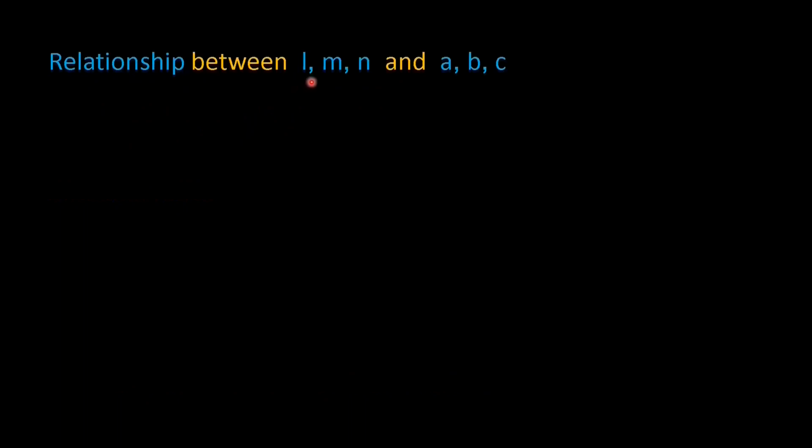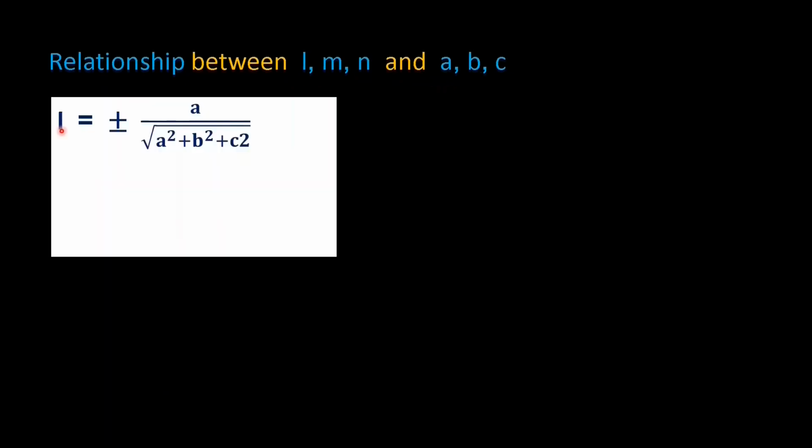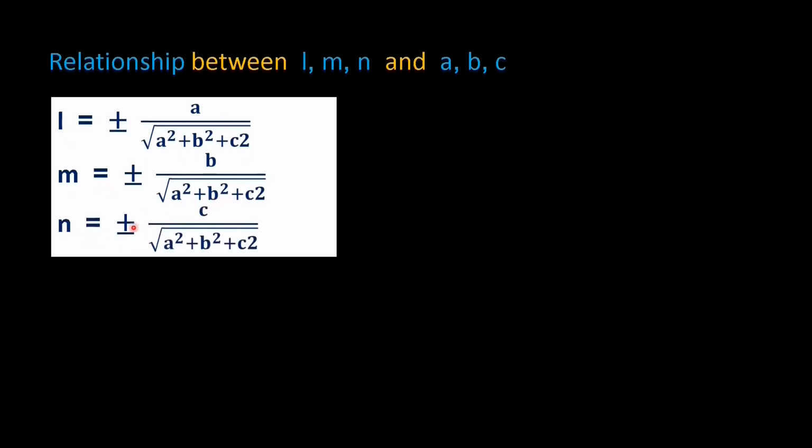There is a definite relationship between the direction cosines l, m, n and the direction ratios a, b, c of a line, and these relationships are l equals plus minus a by square root of a squared plus b squared plus c squared, m equals plus minus b by square root of a squared plus b squared plus c squared, and n equals plus minus c by square root of a squared plus b squared plus c squared.